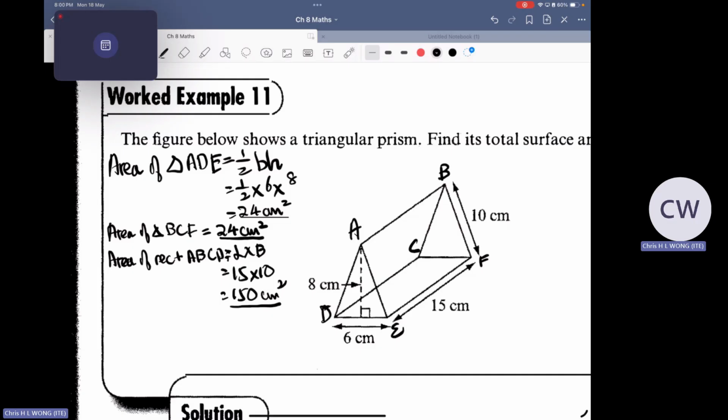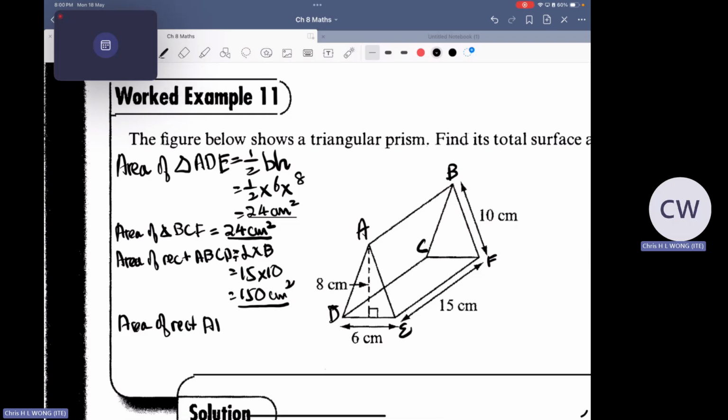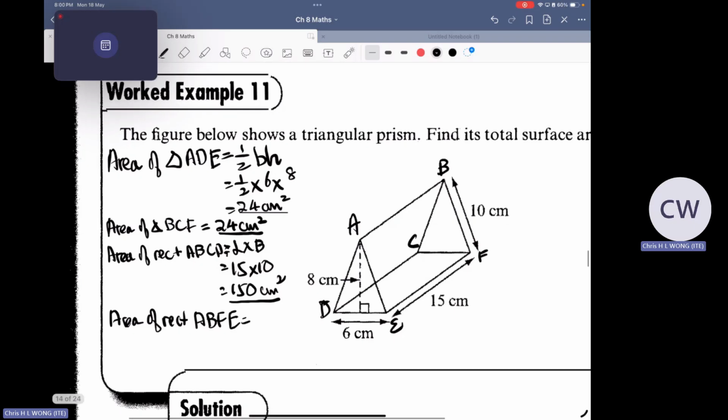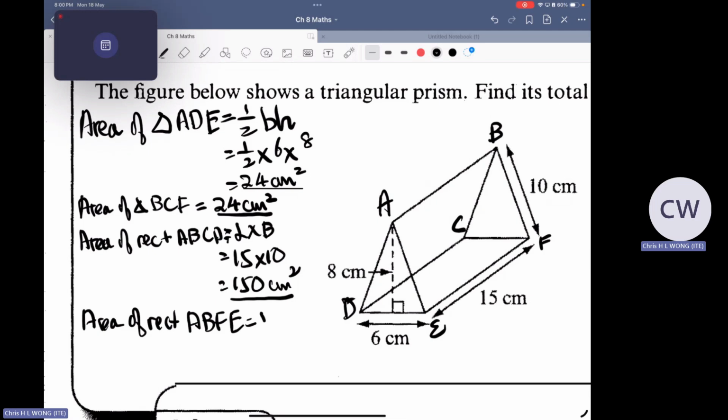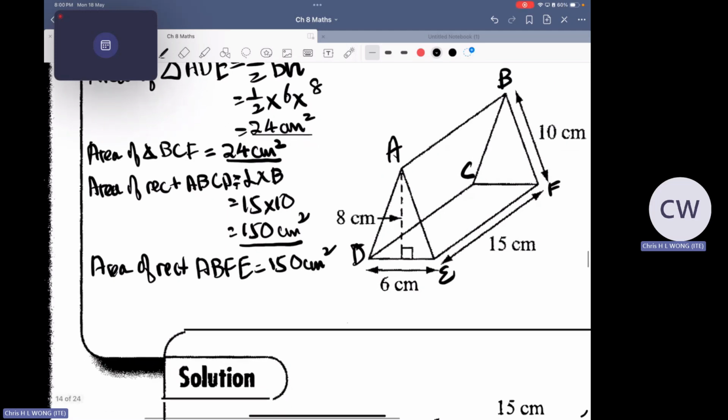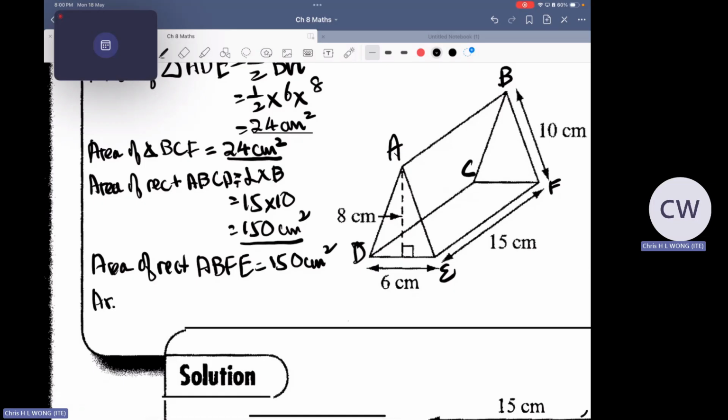So what is the area of rectangle ABFE? ABFE equals also the same, 150, right? This is the same, isn't it? 150 cm square. So the last one is the area of rectangle. Underline it because I need it later.